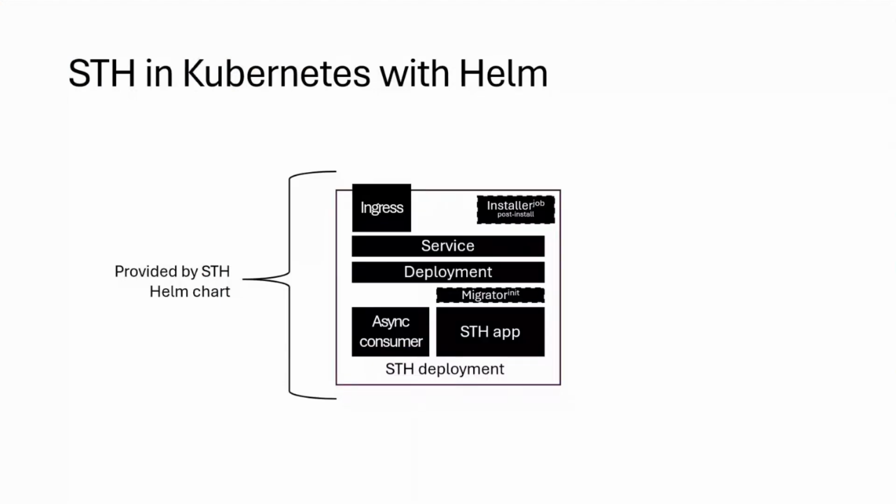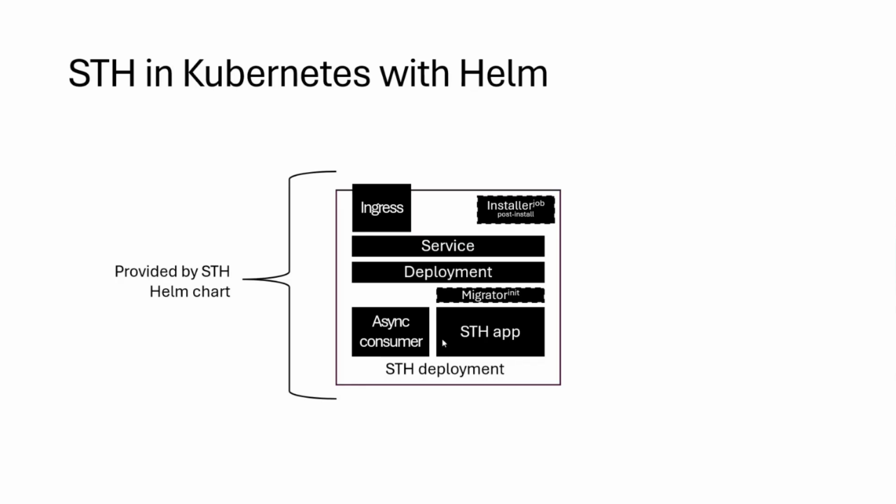There we go. So for the Kubernetes deployment of Semantic Treehouse, we provide a Helm chart. A Helm chart can be seen as the Docker Compose file for a Kubernetes application, so to speak. Here, can you guys see my cursor right now?